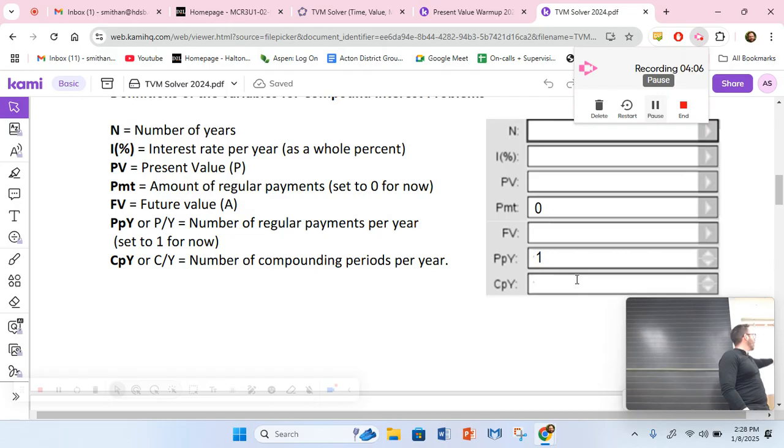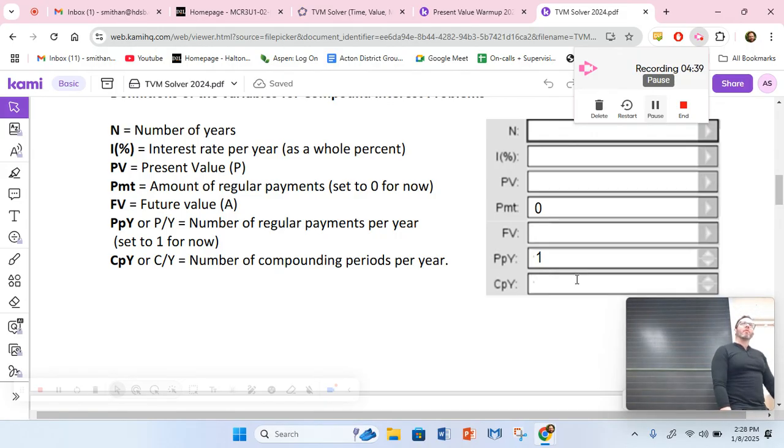Now, one new thing is this PMT. PMT stands for payment. Right now, you guys are doing problems where you make an investment or you borrow money. You wait. Graham, you listening? Right now, you make an investment, you leave it for a long amount of time, and then you take out the money or you pay it back. And there's no regular payments in between. We'll do that tomorrow. So for today, this will always be 0. And I believe on your handout, I just filled that in as 0 for you guys all the time.